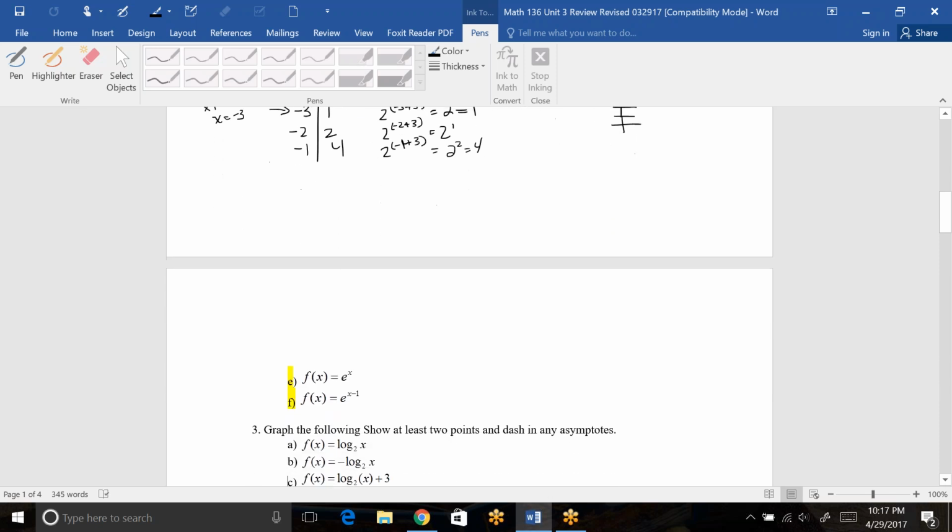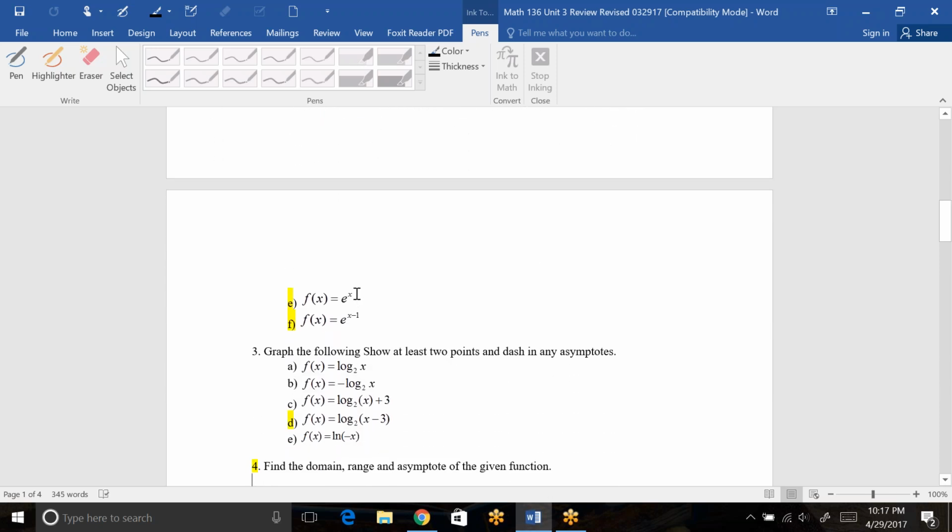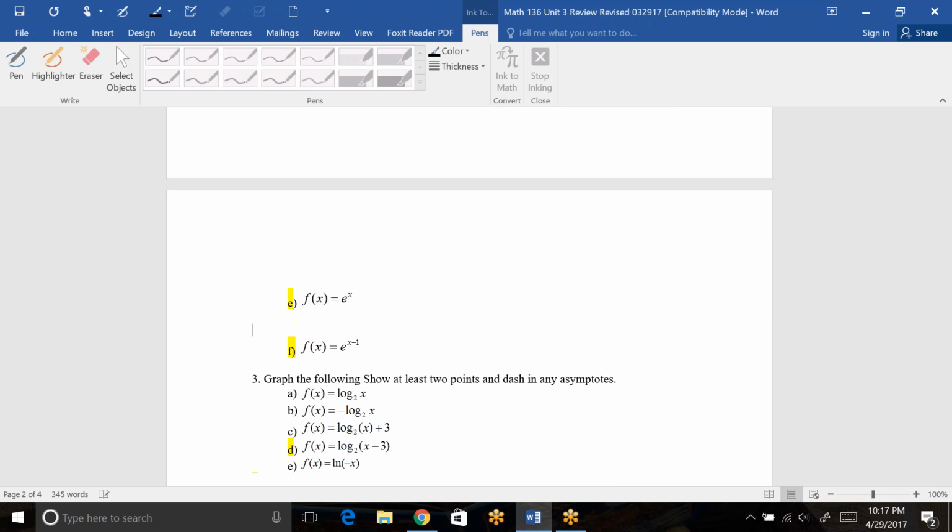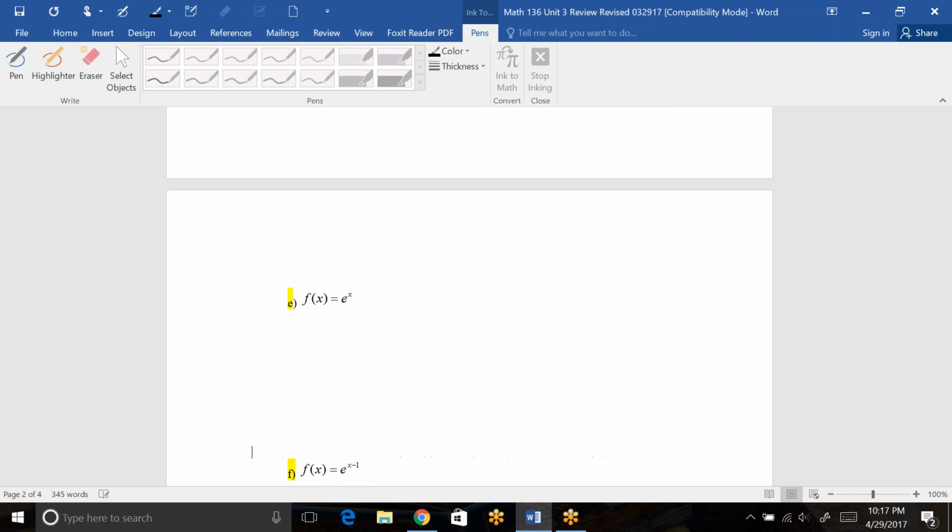Okay, so let's look at our next one. We're going to need our calculator for E and F because they both have that E button involved. You do these the same way. You still do a table. The only difference is you got to use your calculator button. So I will pull up my little calculator in just a second. For this one, I'm still going to pick -2, -1, 0, 1, 2.